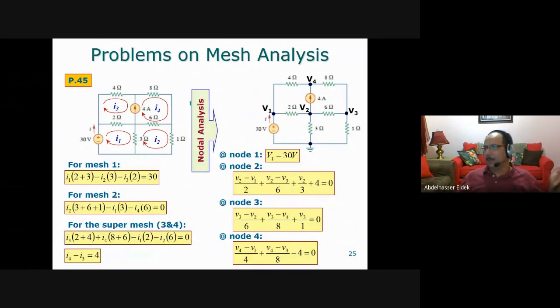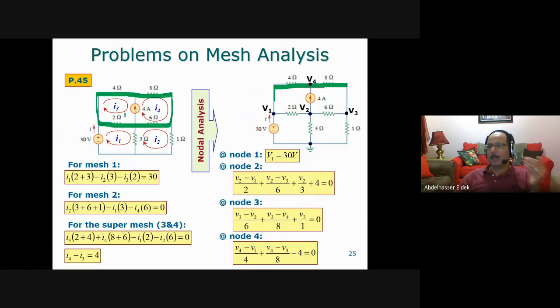In this example, you have two super meshes because of this current source. Here you have this super mesh, and here you have this super mesh. Sorry, it is actually the same, but this is nodal analysis. So we're talking about nodal analysis right now.